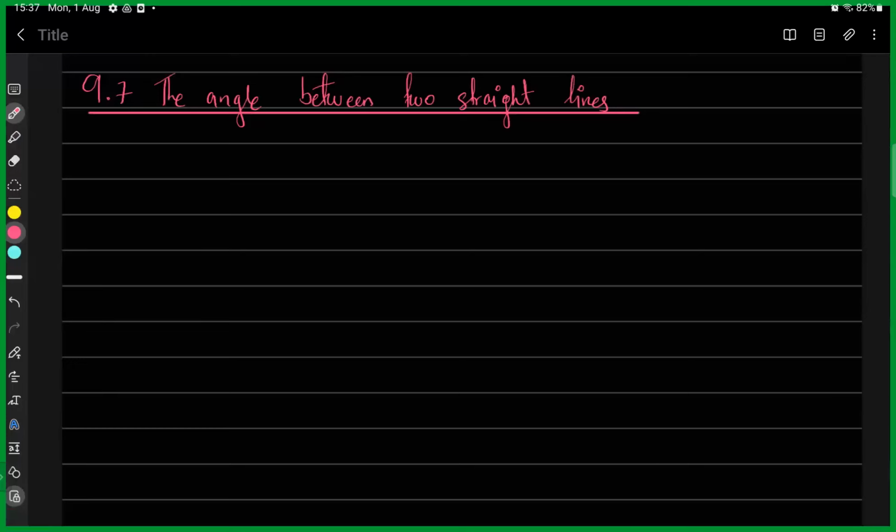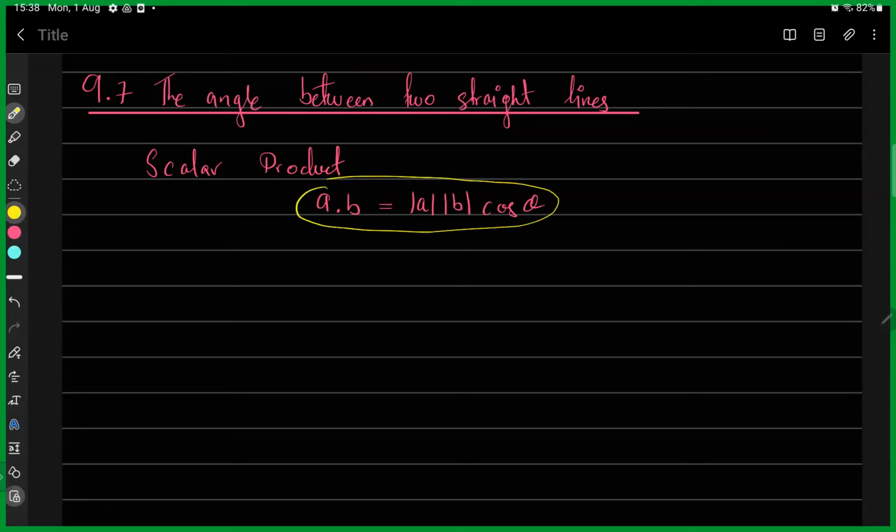A dot B is basically equal to the magnitude of A multiplied by the magnitude of B into cos of theta. So the scalar product was basically A dot B equals the magnitude of A into the magnitude of B into cos of theta. This is what we have discussed already, okay? Now, this theta was basically the angle between the two vectors A and B.